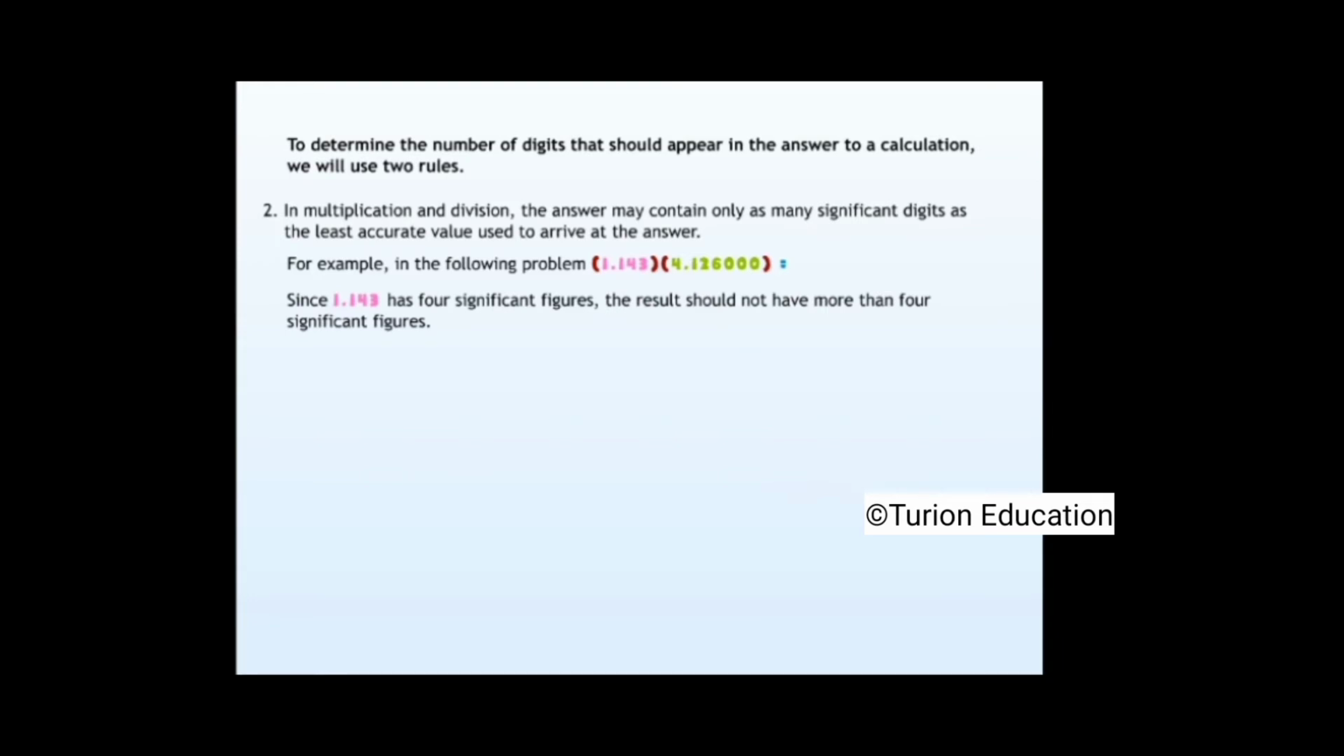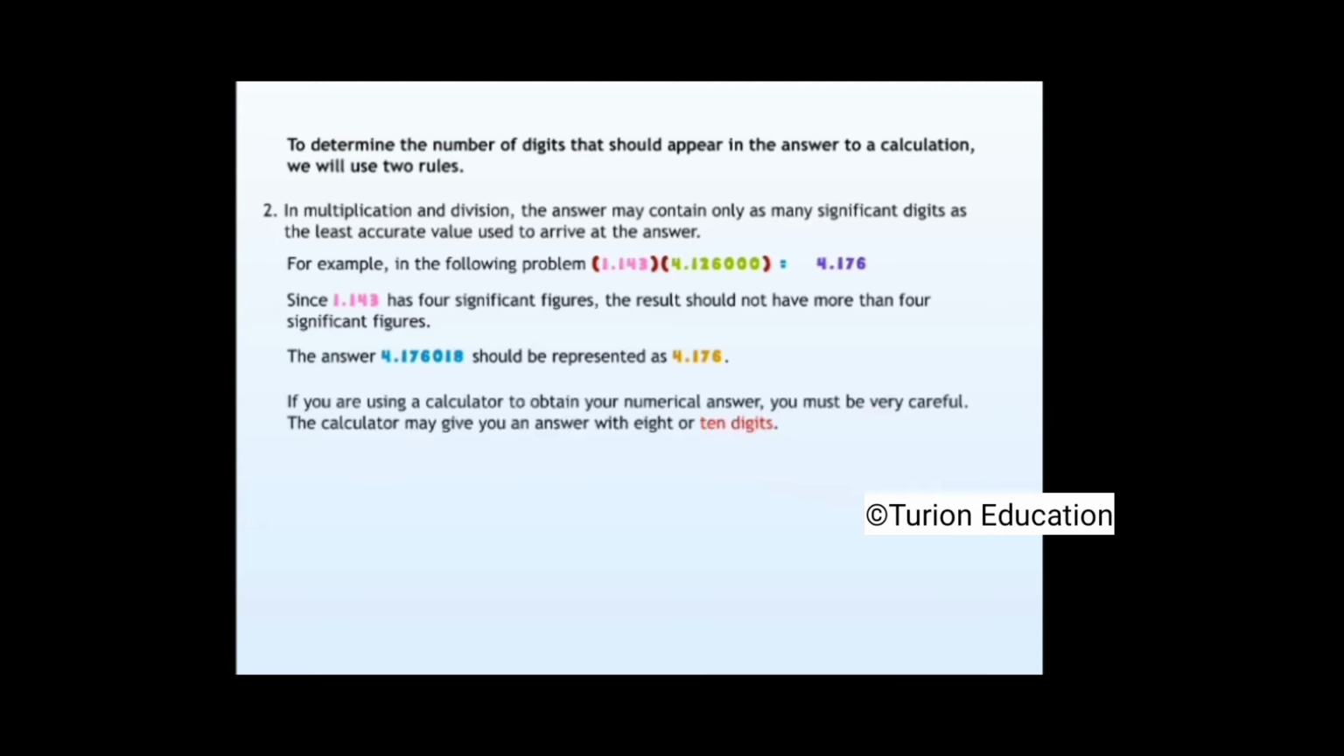In multiplication and division, the answer may contain only as many significant digits as the least accurate value used to arrive at the answer. For example, in the following problem, 1.143 into 4.126000 equals, since 1.143 has 4 significant figures, the result should not have been more than 4 significant figures. The answer, 4.176018, should be represented as 4.176.